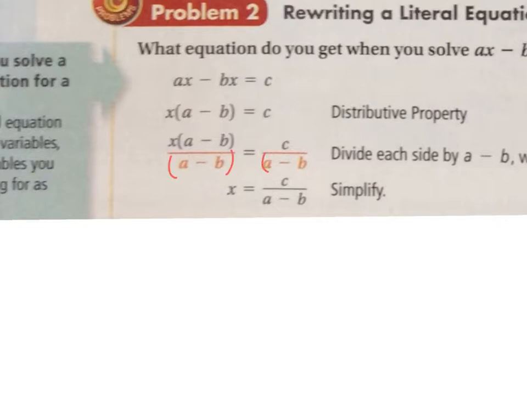I would have done this just because, even though I technically don't have to because the fraction bar does create a grouping symbol, I just like to see it there anyway. It's up to you. Anyway, then dividing off that a minus b as a single unit, yielding c over a minus b is what x equals. So rewriting a literal equation.